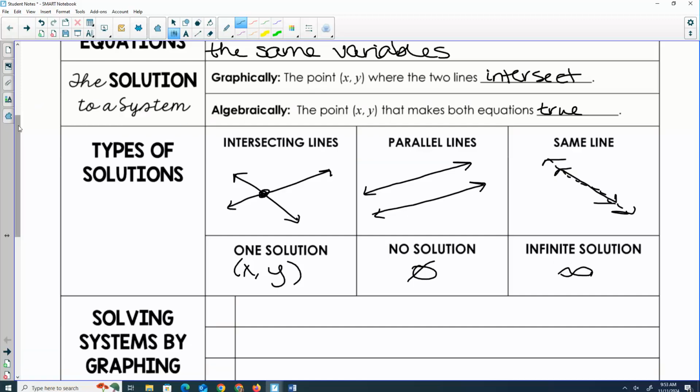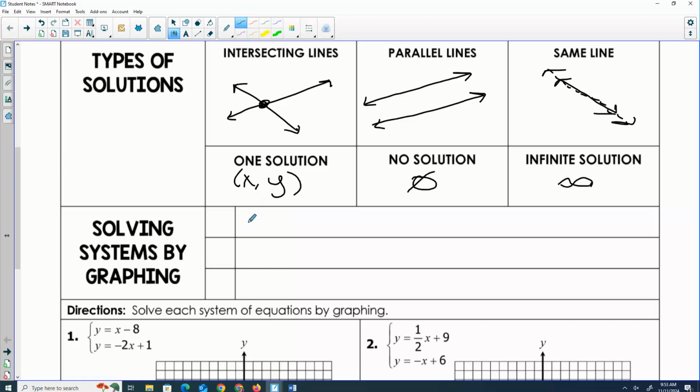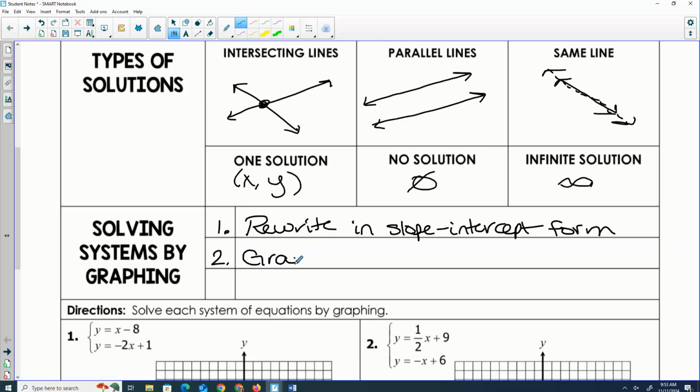So for us to solve them by graphing, the first thing we're going to do is make it where it's easy to graph. So we are going to rewrite in slope-intercept form, if it's not already. So we'll get it to be y equals mx plus b. Then we'll graph both lines, and then we will write the solution.